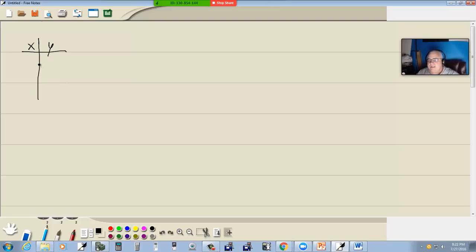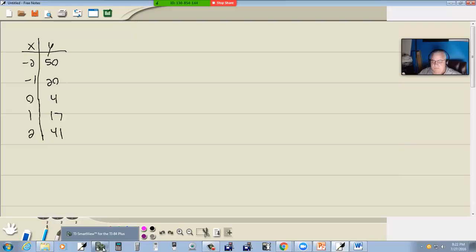Let's say I got this data. Let's see, -2, -1, 0, 1, 2, and I got say this is 50, 20, 4, 17, and 41. And I want to come up with a quadratic model that goes with this. Well, first thing I'm going to do is put the x values in L1 and the y values in L2.